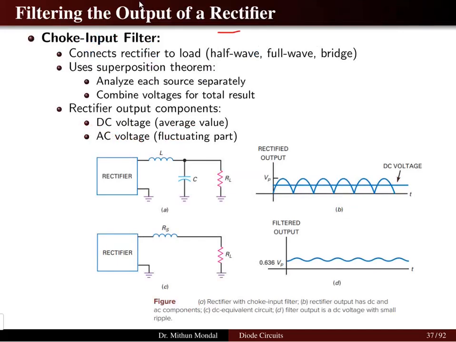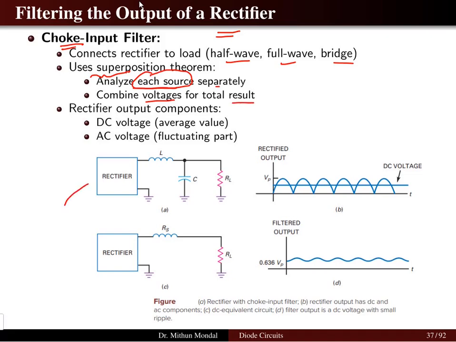When we talk about the rectifier circuit using a filter, the choke input filter, how it is connected to the rectifier, whether it is a half wave rectifier, full wave, center tap, or the bridge rectifier, we basically use the superposition theorem to analyze each source separately. You may have multiple sources connected to the network. Then we combine the voltages for the total result.